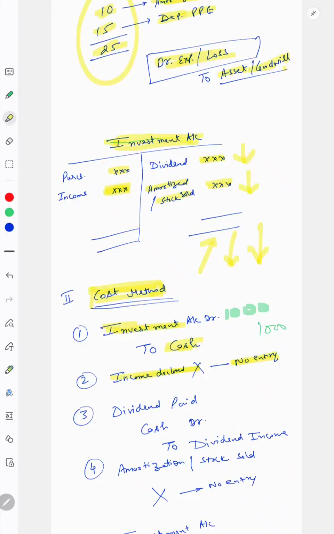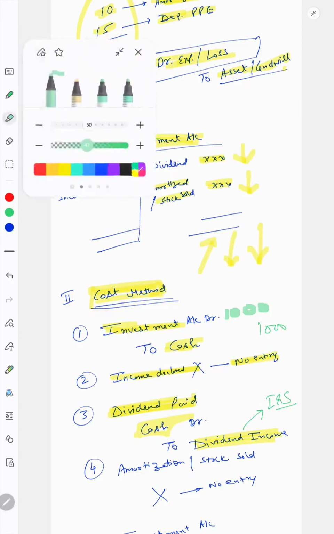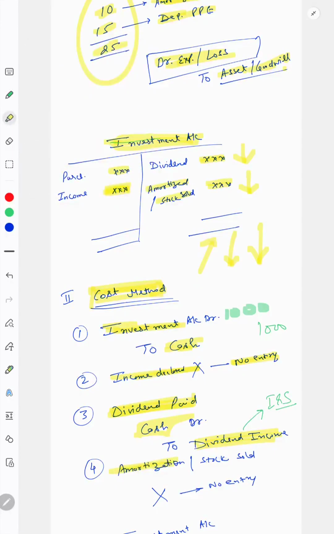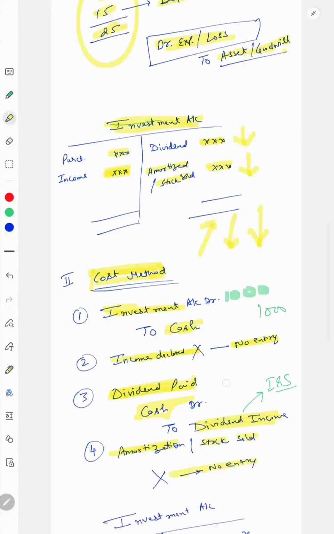However, under the equity method, we have passed the entry. Dividend paid: when the company pays the dividend, then only you will pass the entry, cash account debit to dividend, and this will further go to the income statement. Hope it's clear. Then the fourth entry for the amortization or the stock sold. Since we are not recording this under the cost method, investment will not fluctuate, so this amortization entry will not pass. Okay, so for amortization of stock or the stock sold, no entry.